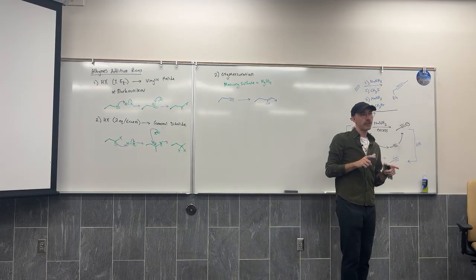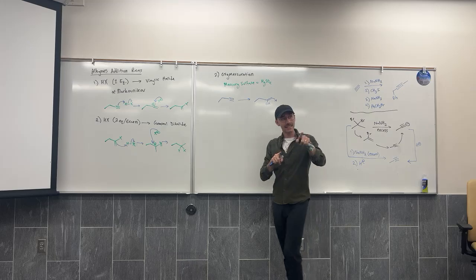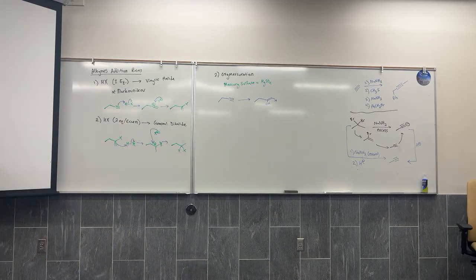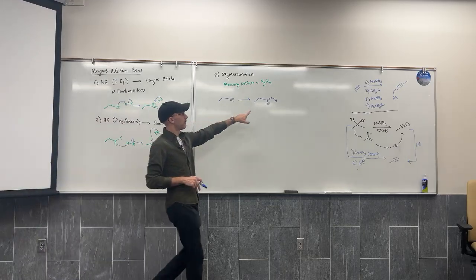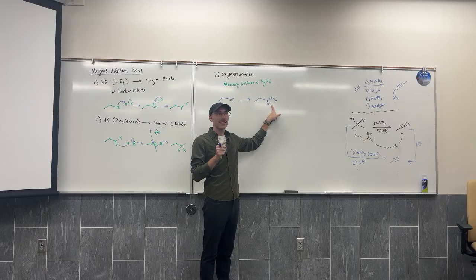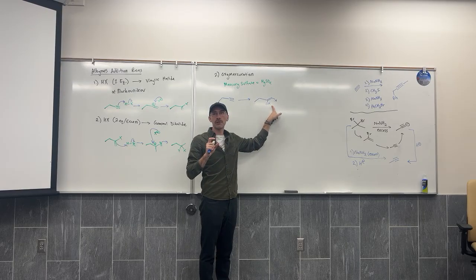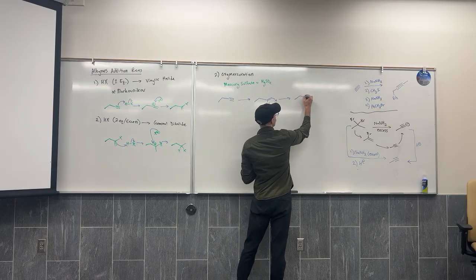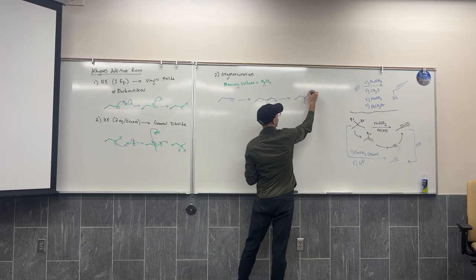is a Markovnikov hydration. It adds H and OH. It adds H to the less substituted carbon. It adds OH to the most substituted carbon. It's still Markovnikov, just like it was with alkenes. Is that your product? It's not. This is actually a structural isomer of your product. It's referred to as a tautomer. And this tautomer structurally rearranges.